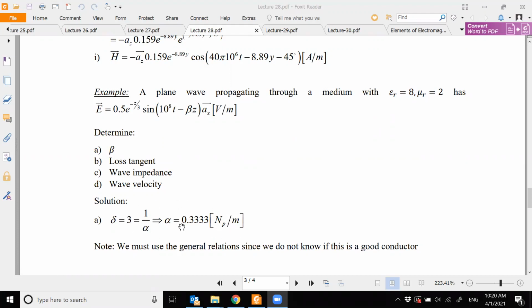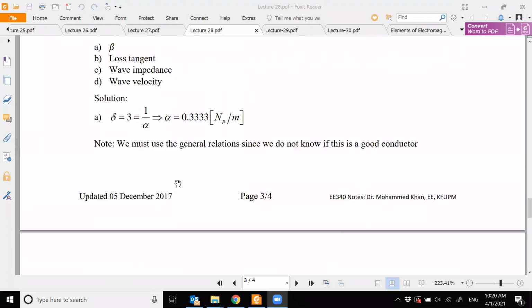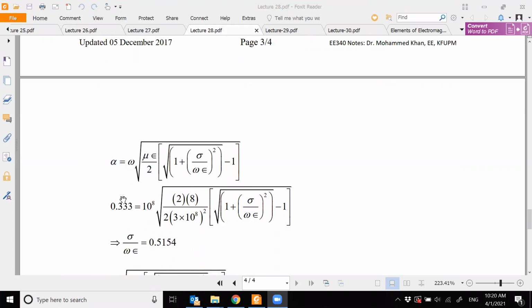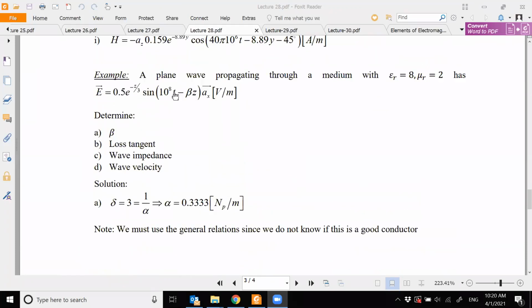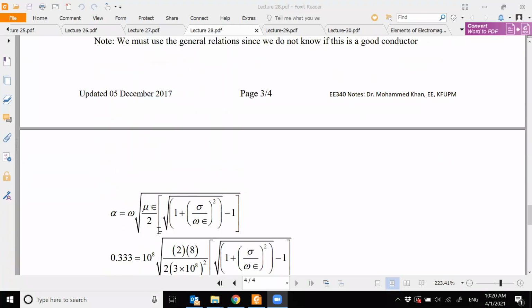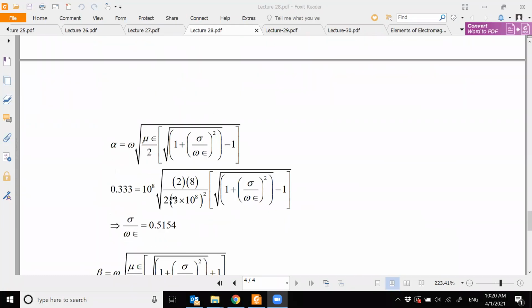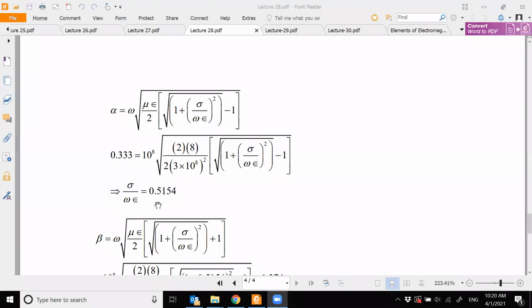Once we know alpha, can I put alpha and equate it with its general expression? This is the general expression. I'm not using the simplified expression because I don't know the type of material. That's why I'm using the general expression. I'm putting this alpha here. Omega is known to me from here, so I'm putting the omega. And now from here, I can easily get sigma over omega epsilon, which is 0.5154.